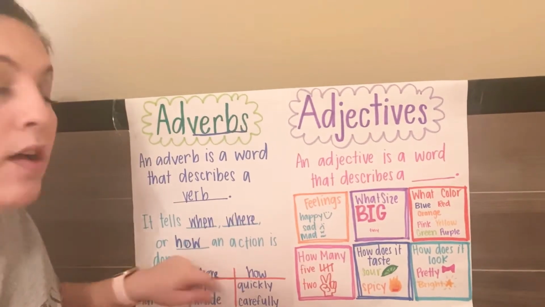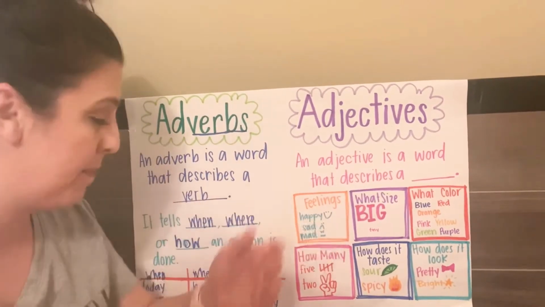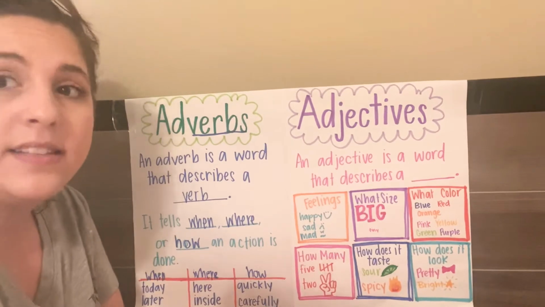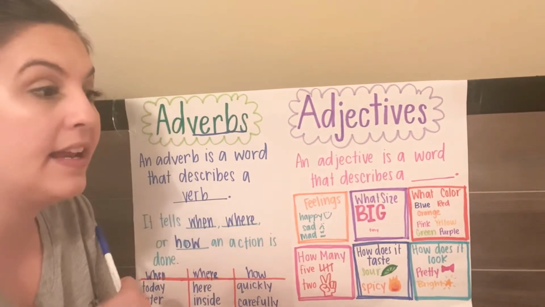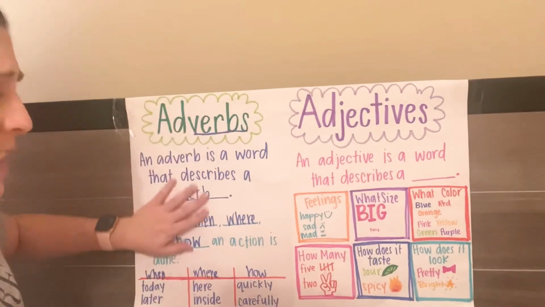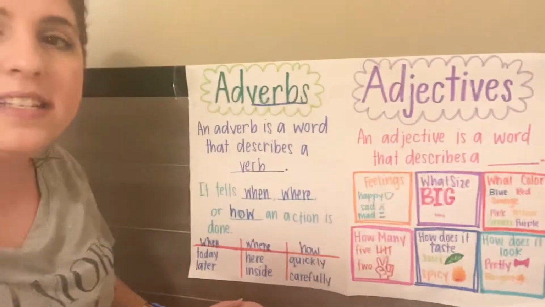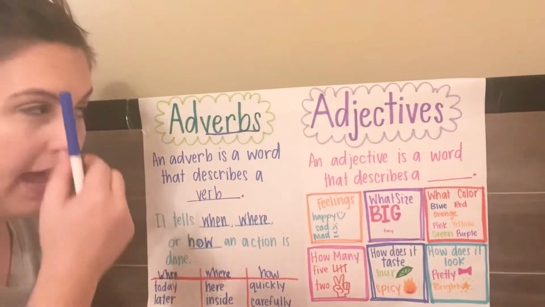And then how did it happen? And these are the ones that we practice with a lot. How did something happen? Did it happen quickly? Did it happen carefully? Did it happen slowly? Did it happen scarily? Something like that, okay? So that's your adverbs, okay? Easy peasy. It's just a word that describes a verb, okay?